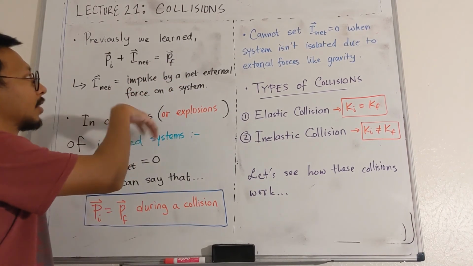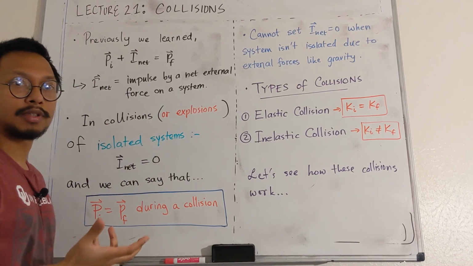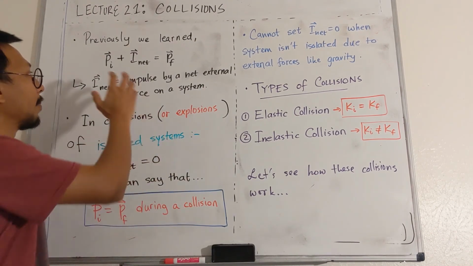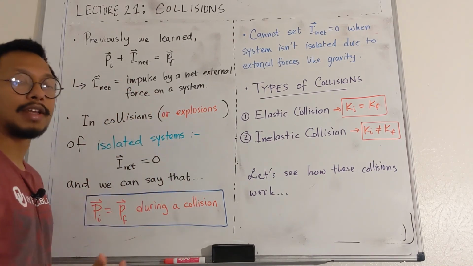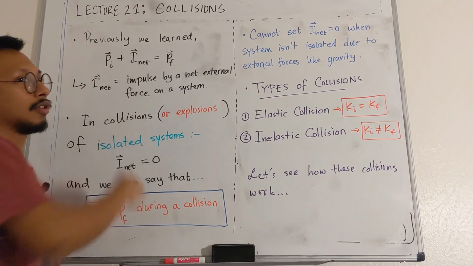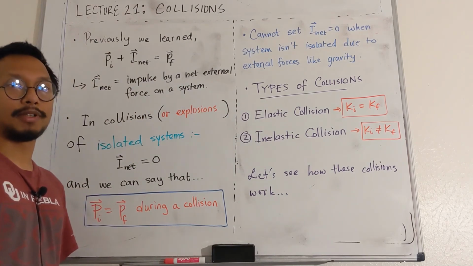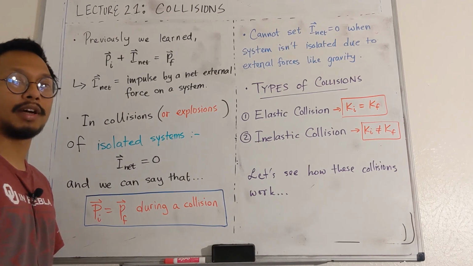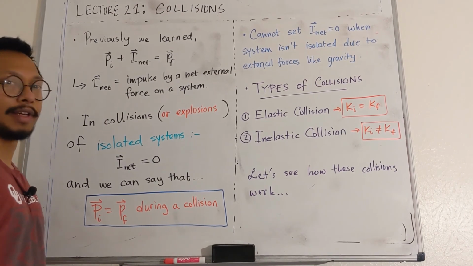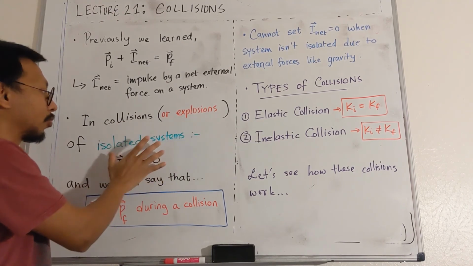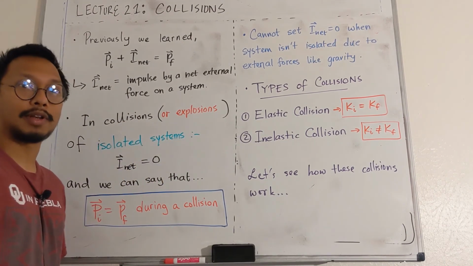The impulse is provided by a net external force acting on a system of objects. However, when you don't have any net external forces, it is legal to set the net impulse to zero. In what kind of systems can we find that situation? In isolated systems. And in collisions or explosions, we often end up with isolated systems.